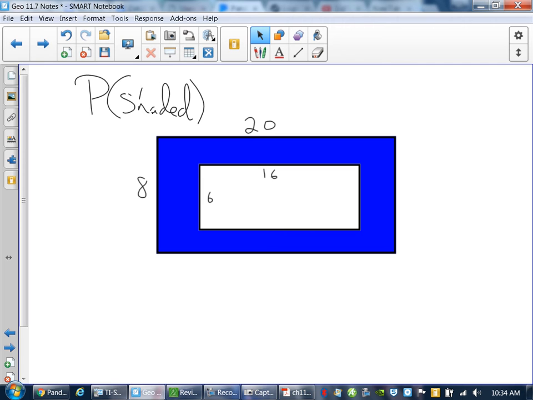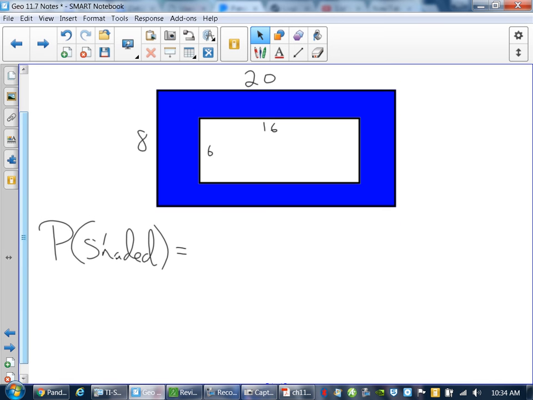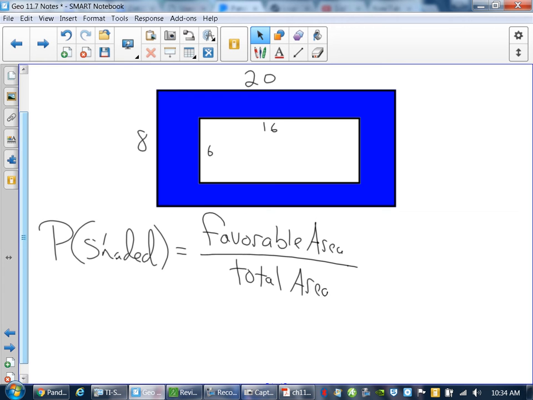So to get the area of the shaded region, what we're looking at for this probability, the way that we find this would be the favorable area divided by total area. Favorable in this case is the shaded region. The shaded region is made by a rectangle with a rectangle cut out of it. How do you find the area of a rectangle? Base times height. So in this case, it would be a 20 by 8 subtract a 16 by 6.